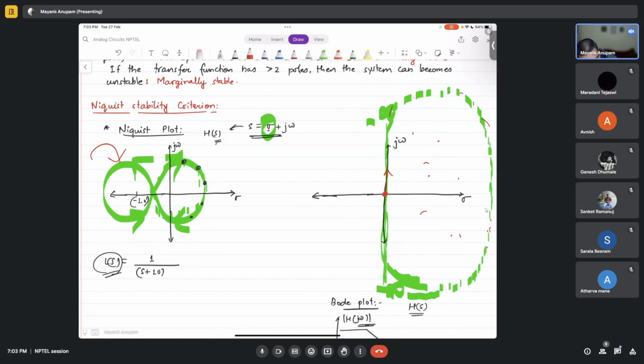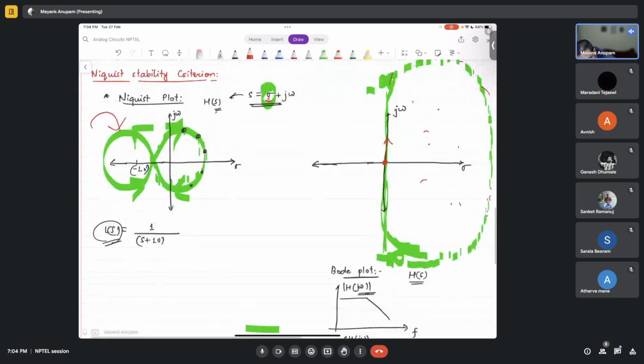You move, and once you reach j omega equal to infinity, which is very far away, then you start varying sigma. But when you vary sigma at omega equal to infinity, it will still be infinity only, something of this kind. So let's do an example here.